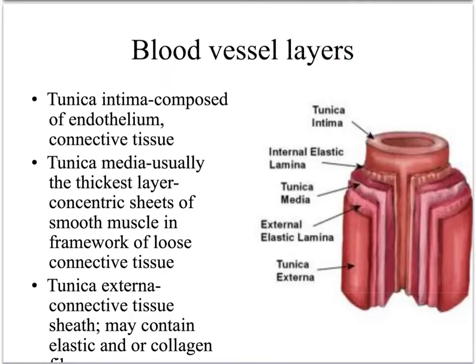There are 3 layers to blood vessels, and the importance of each layer is going to vary whether you're talking about arteries, veins, or capillaries. But initially, let's simply look at the 3 layers. The innermost layer is referred to as a tunica intima. This is an endothelium, which is simply a type of epithelium with a basement membrane.